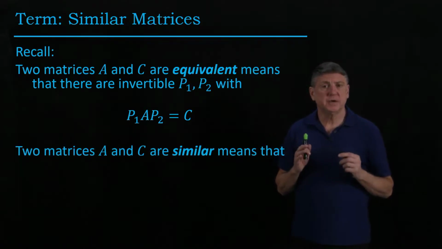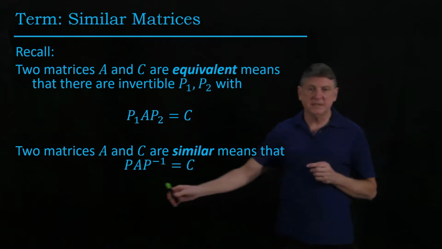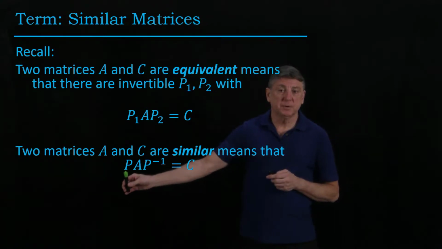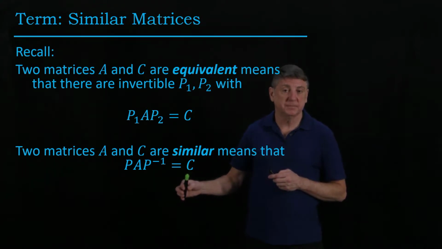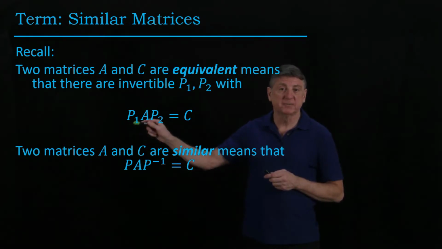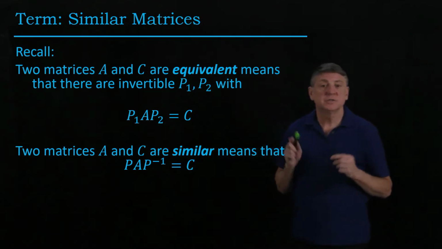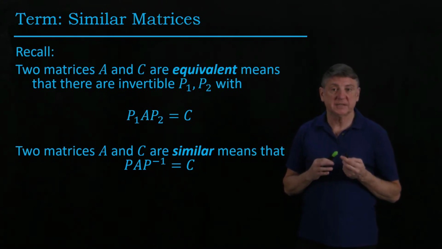Now, two matrices A and C are similar. This is a stronger statement. What it means is that if we take the matrix A, we can pre-multiply by an invertible P and post-multiply by the inverse of that P, and we end up with C. Here, this has to be the same matrix, and you can see that, for example, this would require that P2 is the inverse of P1. So similarity is a stronger requirement on a pair of matrices A and C.